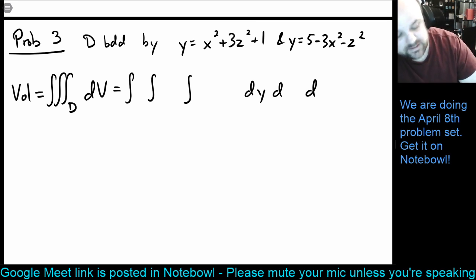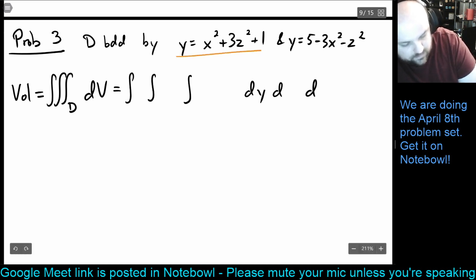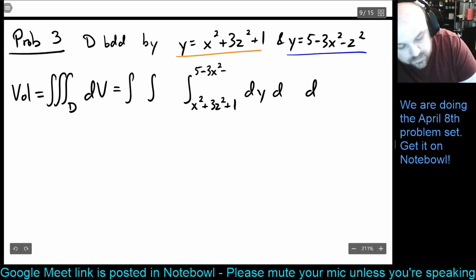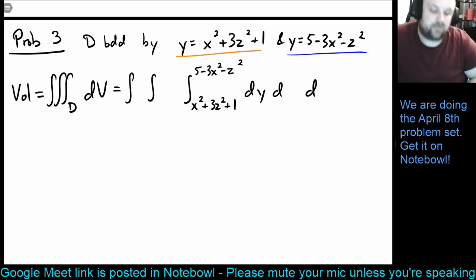Remember, the orange one was first. So this is the orange one. This one was the blue one. So that means this one's on the bottom, and the blue one was on top. So now the question becomes, do you integrate with respect to x or z next?